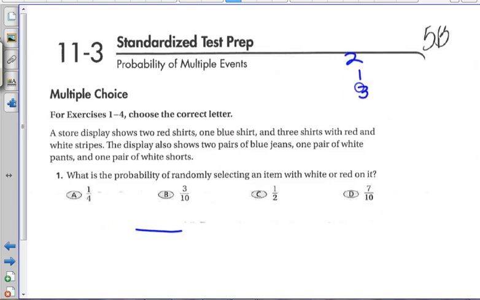2, 1, 3, 2, 1, 1. Are there that many items? 10 items? That seems right because there's some choices of 10, right? Okay. White or red? These all, no. That one has red shirts, blue shirt, red and white, blue jeans, white pants, white shorts. 7 out of 10? Did anybody get that? Okay. Yep, that question just hurt my head.